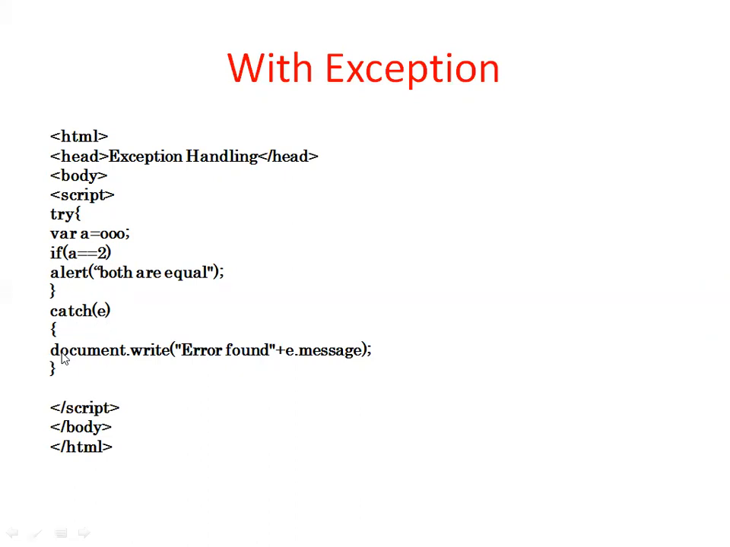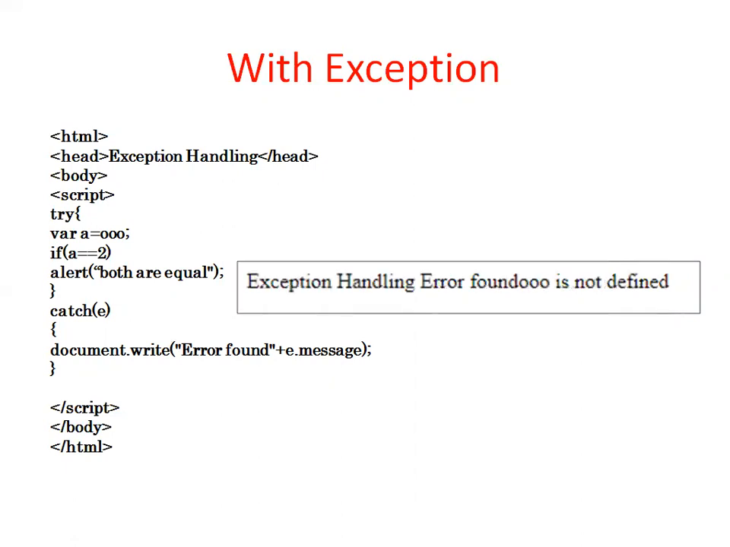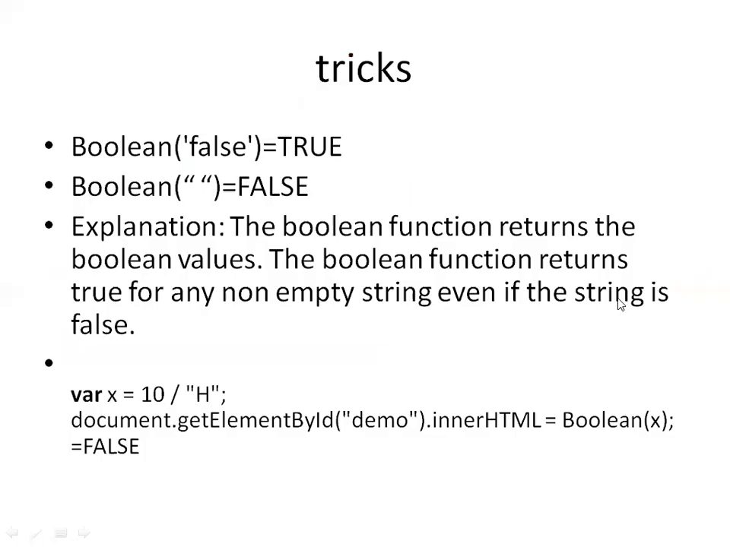Inside the catch, the statement is document.write. Inside the document.write, we have written the error found message. After that message, you are displaying the description of the message. e.message is nothing but the description about the error. So let me see the output. Exception handling is the heading of this web page, and error found is the catch block message, and the description is nothing but ooo is not defined. What does it mean? It is an undefined data type. So this is nothing but JavaScript with exception handling.